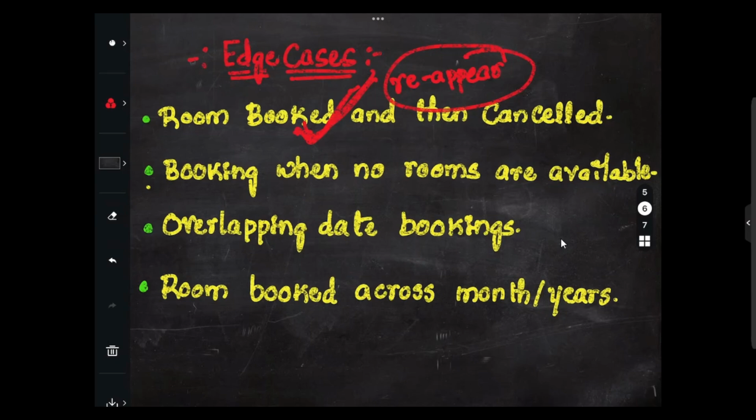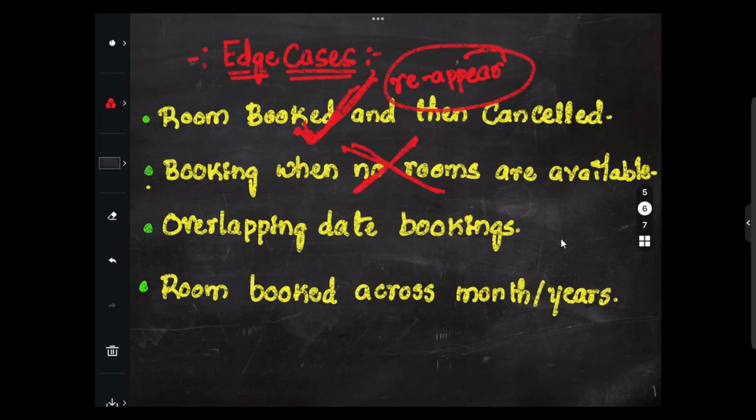The second one here, booking when no rooms are available. When no rooms are available, we should not be able to book the rooms. This has to fail basically. Booking when no rooms are available is one of the edge cases, and this must fail. Just keep this in mind.